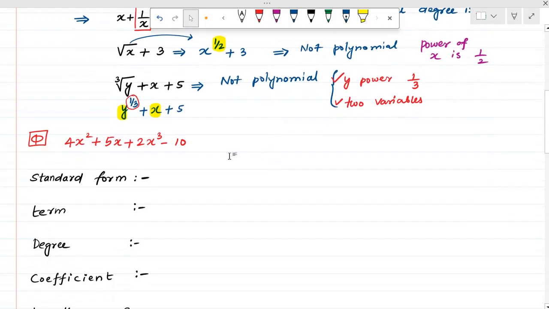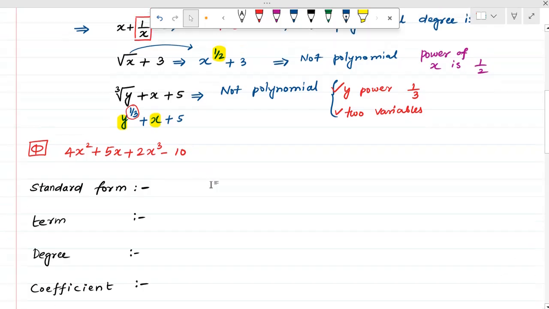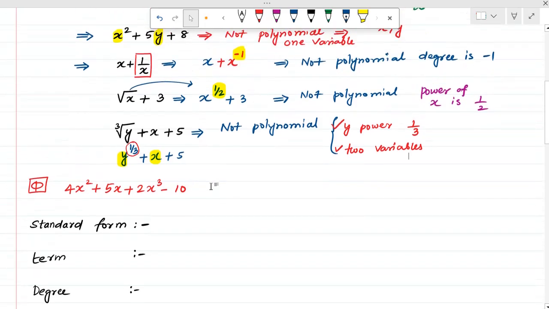So let us start with this one. This is the general polynomial. It is not in the standard form. What do you mean by standard form? The highest degree must be the first one. So see here, this is 2x power 3. Here, 4x square plus 5x plus 2x power 3 minus 10. So it is not in order. What do you mean by proper order? I have to take the highest power as the first one. So this will become first.